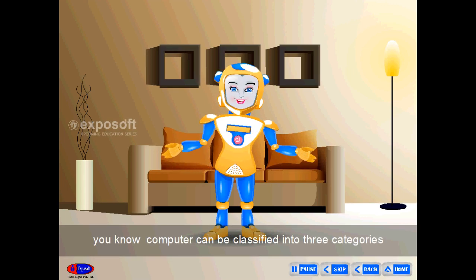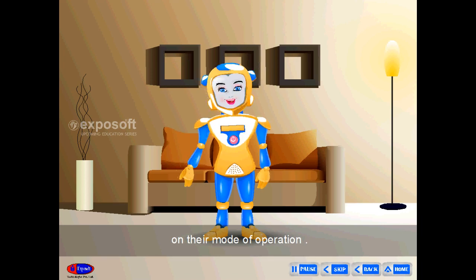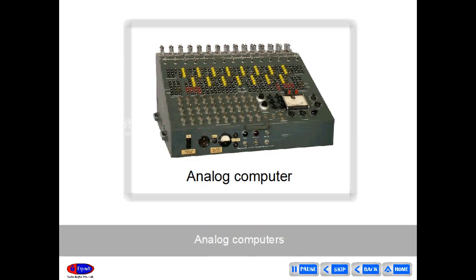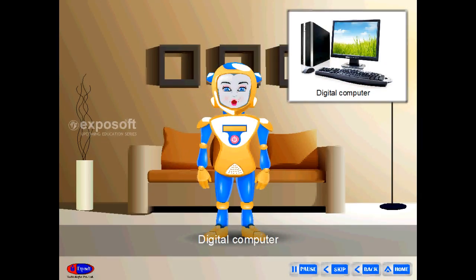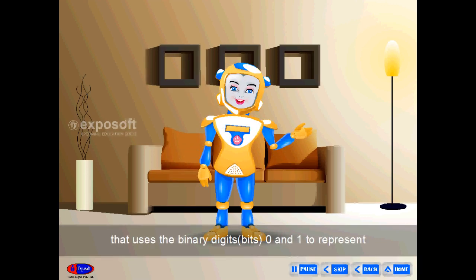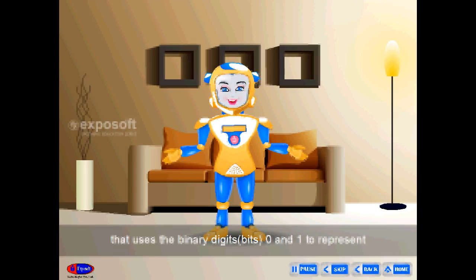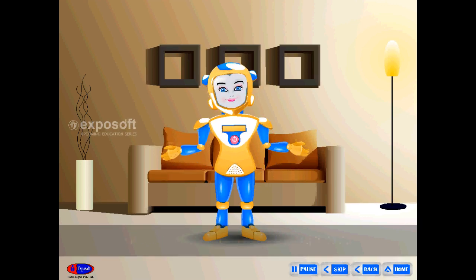Friends, computers can be classified into 3 categories based on their mode of operation. They are digital computers, analog computers, and hybrid computers. Digital computers. It is an electronic computing machine that uses the binary digits, bits, 0 and 1 to represent all forms of information internally in digit form.